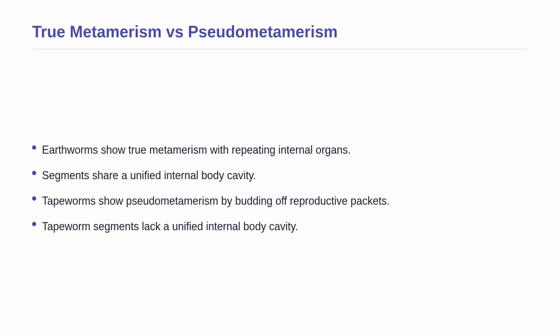Let us contrast this with something that looks similar but is fundamentally different. In a truly metameric animal, like an earthworm, you will find repeating sets of muscles, blood vessels, and excretory organs inside almost every single segment. They share a unified internal body cavity. This is distinctly different from pseudo-metamerism, which we see in tapeworms. A tapeworm simply buds off reproductive packets at its tail end. These packets do not share a unified internal cavity, so it is not considered true metamerism.